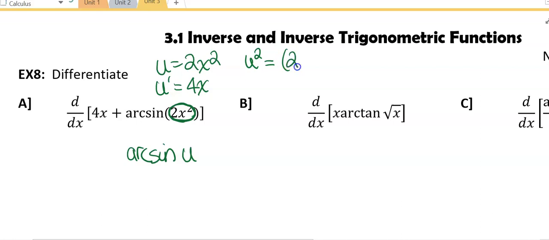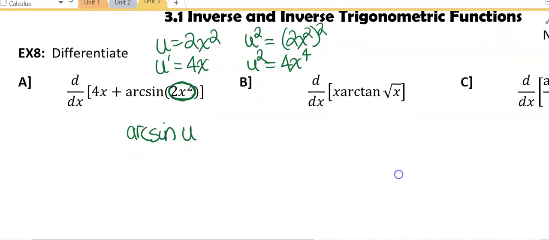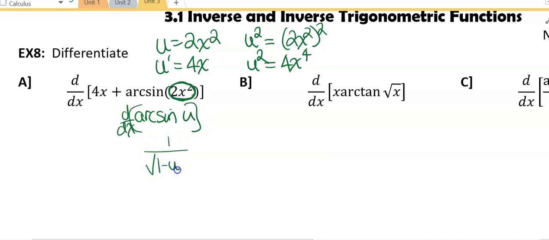u squared is going to be 2x squared, all squared, which is 4x to the 4th. That gives me u squared. Okay, why do I care? Well, I'm actually going to use arcsine. I'll come back to the 4x in a second. If I do arcsine of u and find the derivative, it's going to be 1 over the square root of 1 minus u squared.